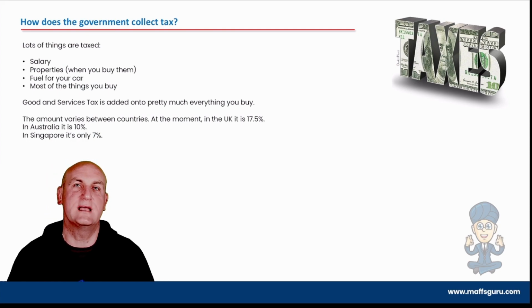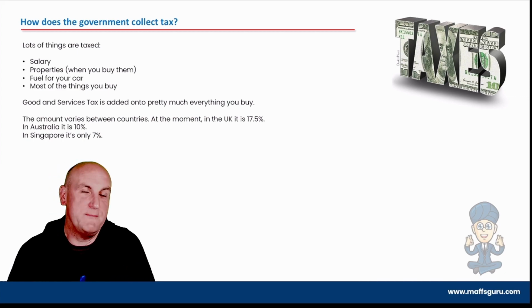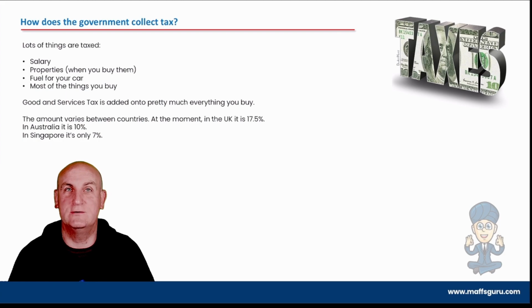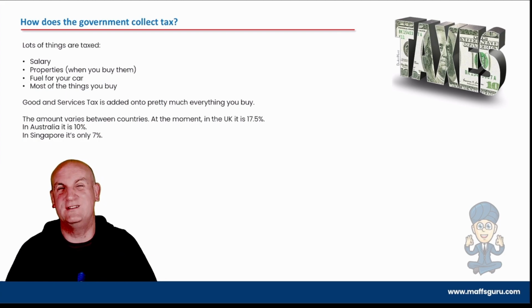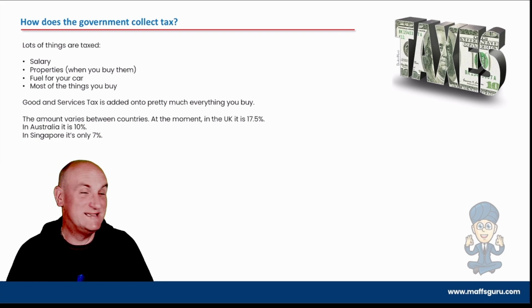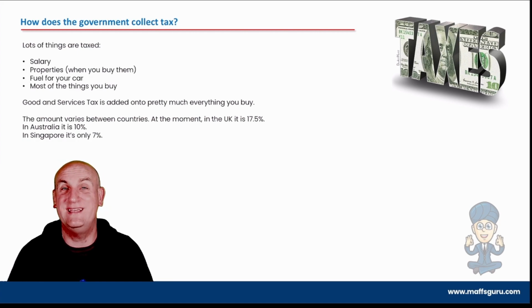Now, how does the government collect taxes? Well, there are so many taxes I could list, but I'm not going to. I pay tax on my salary every single month. That goes to the government. The property, I just bought a house, what did I pay? Stamp duty, that's a tax. Every time I put fuel in my car, most of that I think is actually tax. And in fact, most of the things you buy have GST added on.